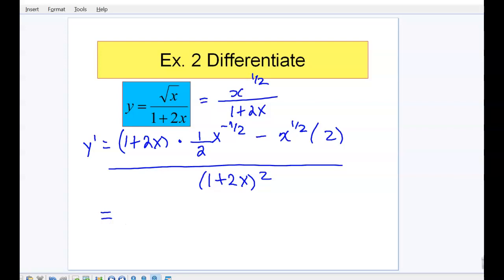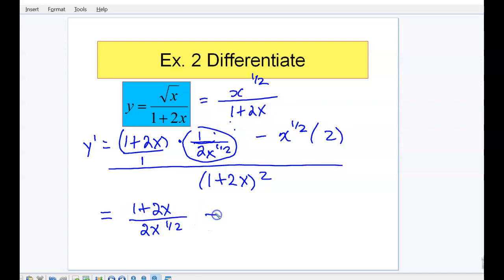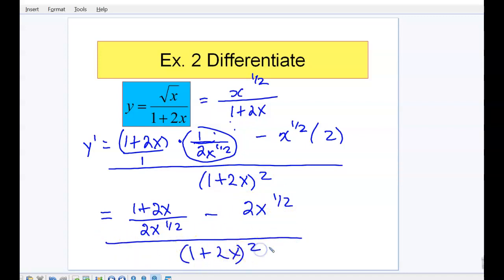Now, to simplify this, I'm going to move this x to the minus 1/2 down to the denominator with the 2 to become x to the positive 1/2. So now I'm really multiplying this by 1 plus 2x over 1. So that's going to give me 1 plus 2x over 2x to the 1/2 minus 2x to the 1/2 all over 1 plus 2x all squared.